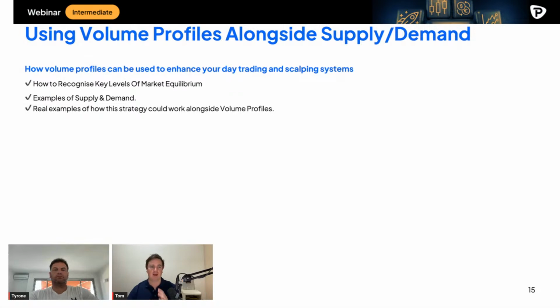How do we recognize key levels of market equilibrium? But more importantly, how do we then trade when a market moves from an equilibrium point to another one? What are some examples of supply and demand and volume profiles side by side, and how could they work together to help you as a day trader and scalper?